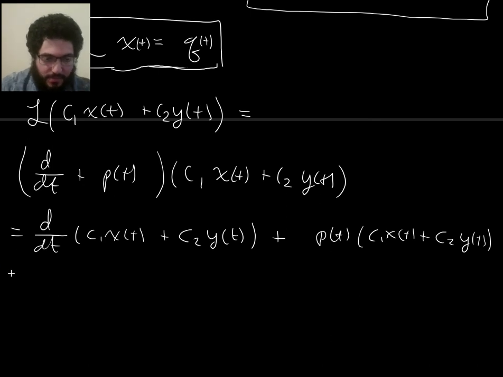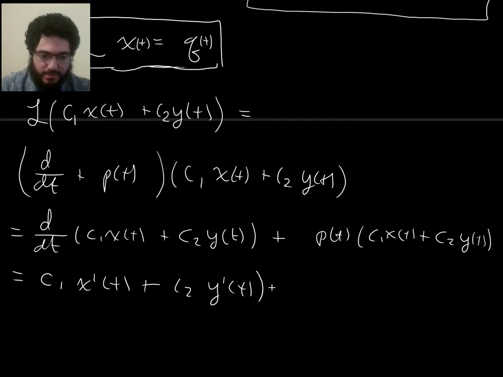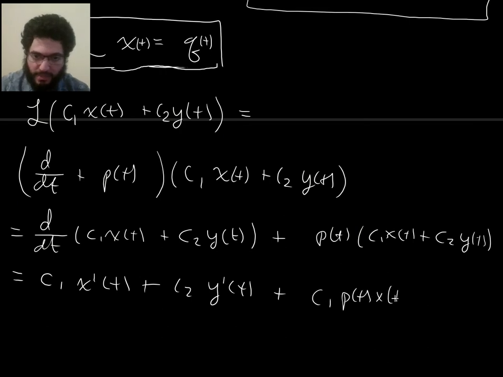And the derivative distributes. The derivative is linear, so I can totally do this. Let me just write x prime of t plus c2 y prime of t, just to not write as much. And then here, multiplying by p of t, that totally distributes as well. P of t x of t plus c2 p of t y of t.